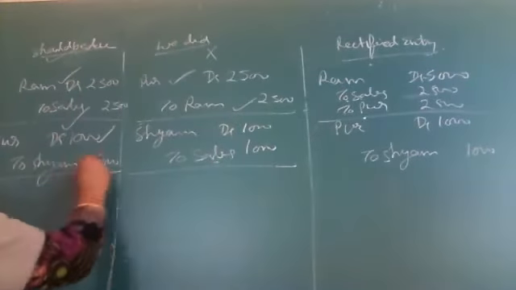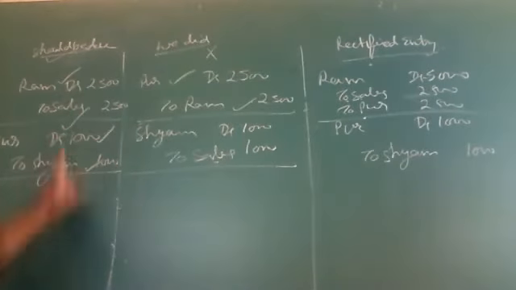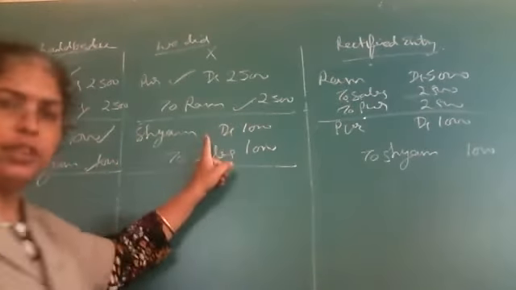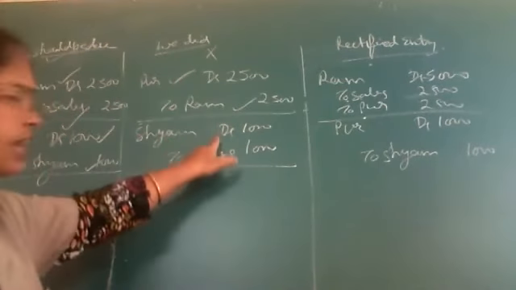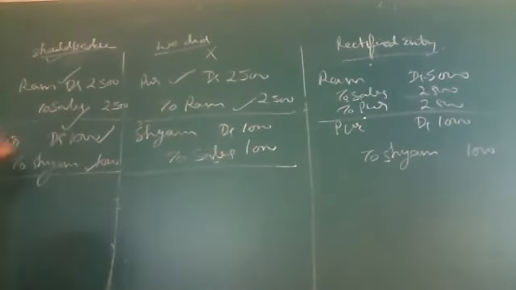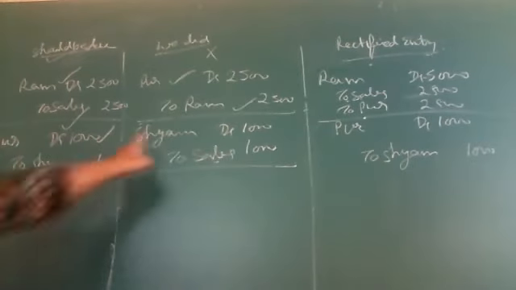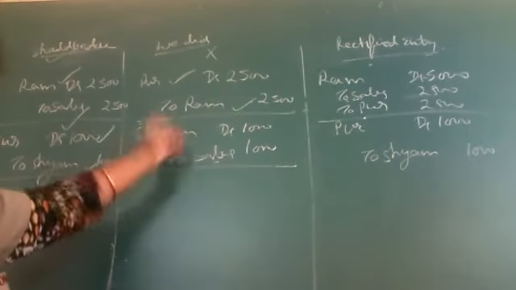Okay, this part is also rectified. 1 and 2 is clear. Now let's go for third part. What we have done? Shyam is debited. Is it right? Shyam should be debited as per the right entry? No. Okay, just cancel it. It was wrongly debited. So let's cancel it.